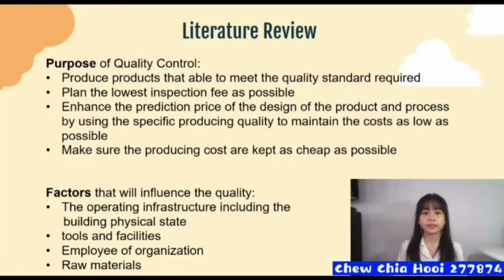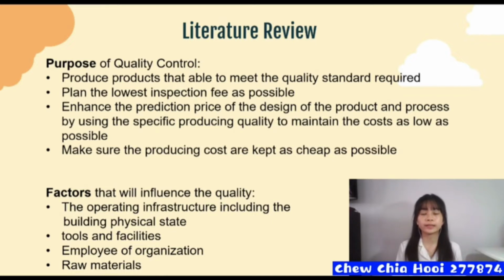Good afternoon. My name is Chia and my metric number is 277874. From the literature review part, I found that there are 4 purposes of quality control. First, produce products that are able to meet the required quality standard. Second, plan the lowest inspection fee possible. After that, quality control enhances the prediction of the design of the product and process by using specific producing quality to maintain the cost as low as possible. The last purpose of quality control is to make sure the producing cost is kept as cheap as possible.